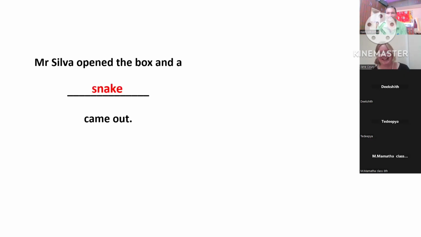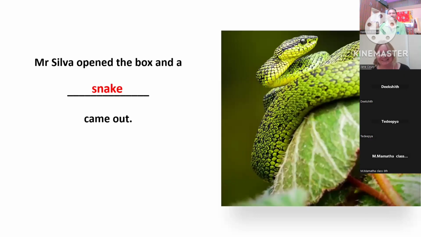So students, you can guess the hissing is the sound that can be heard only from one kind of creature. Yes, it is. A snake. Well done. Yeah, a snake. There's the snake. A snake came out.